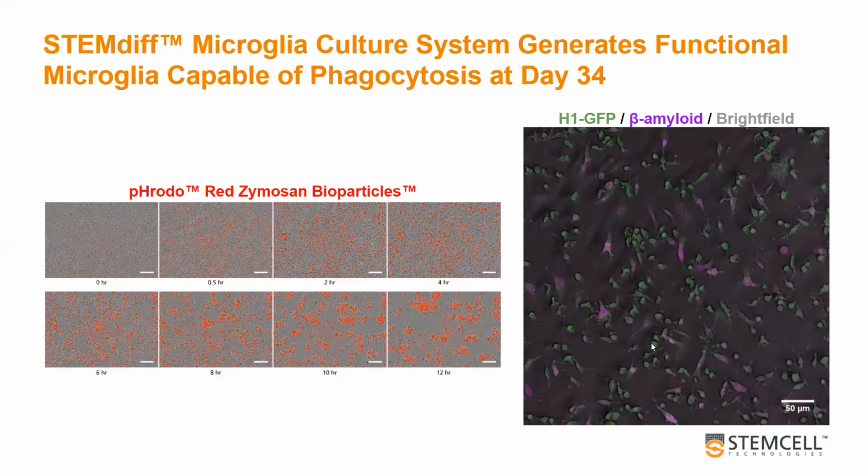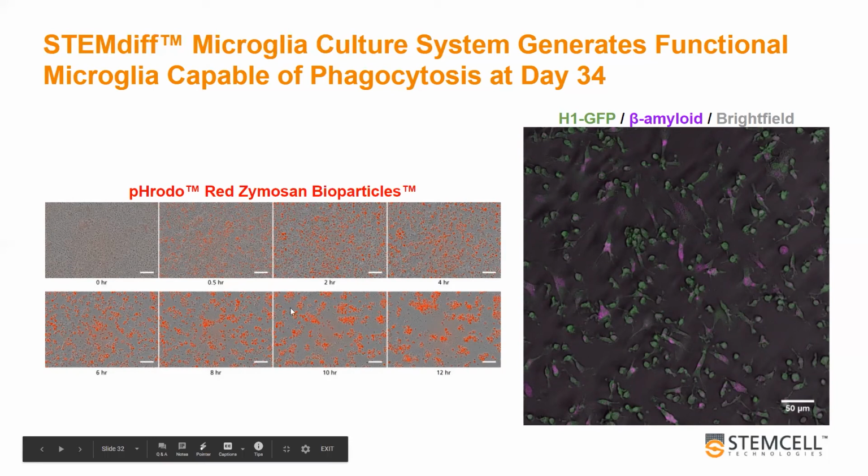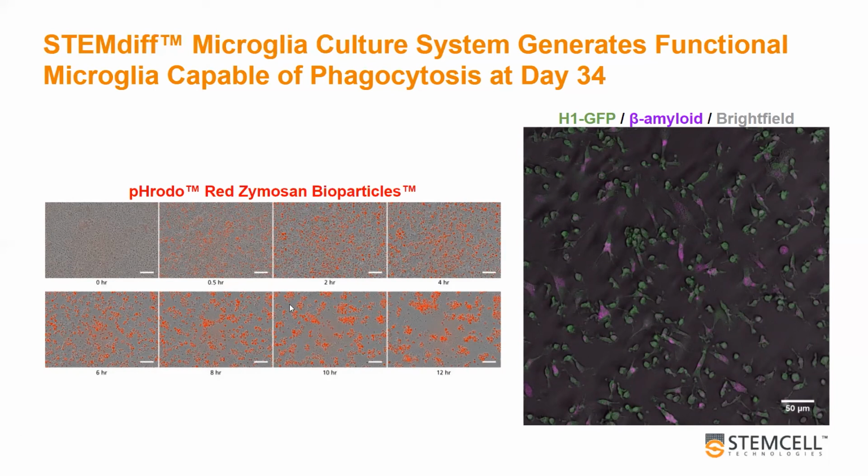Now, the next question would be whether our PSC-derived microglia are functional. We can see from these images that at day 34, our microglia were able to take up pH-sensitive bioparticles, as well as fluorescence-labeled A-beta.